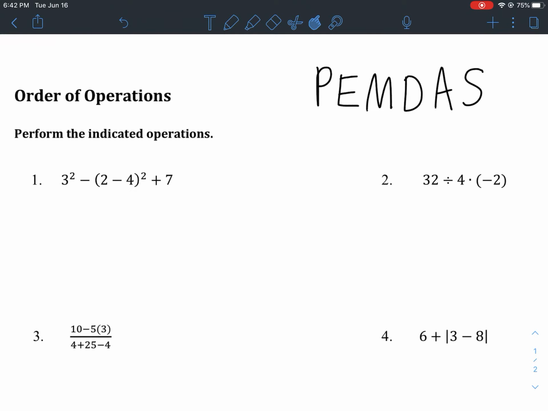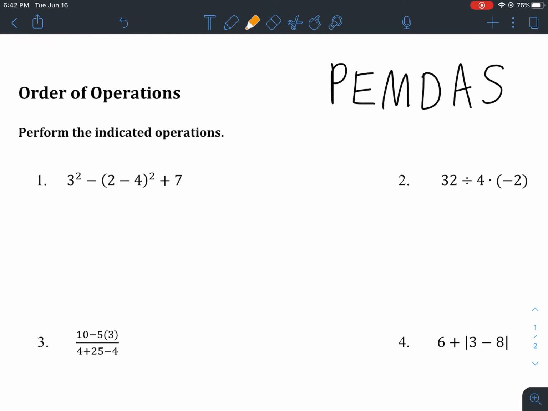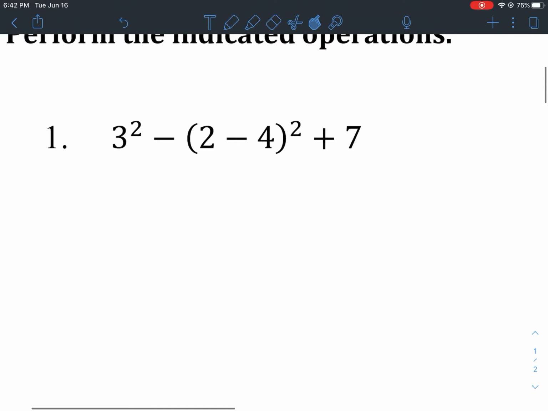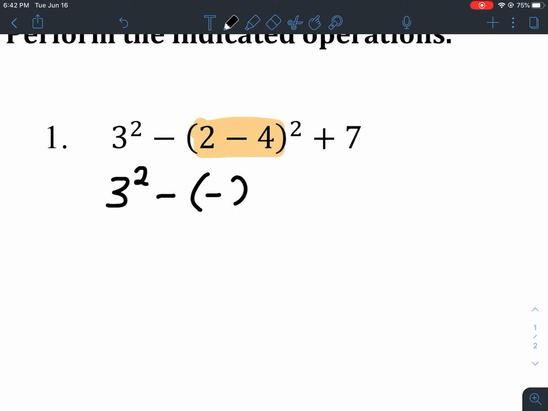So the first one, when we take a look at number 1, the first thing we're looking for is, does the problem have parentheses? And we see that it does, and those parentheses have 2 minus 4 inside them. So we're going to simplify 2 minus 4 first, which is negative 2, and then we're going to rewrite the problem with negative 2 inside the parentheses instead of 2 minus 4.